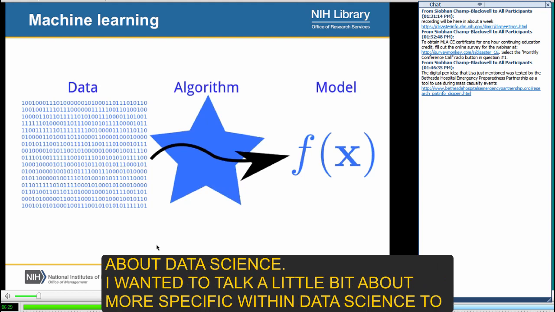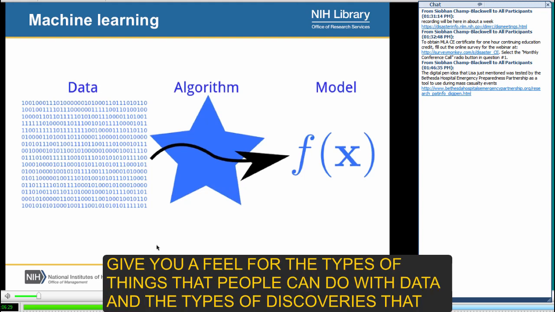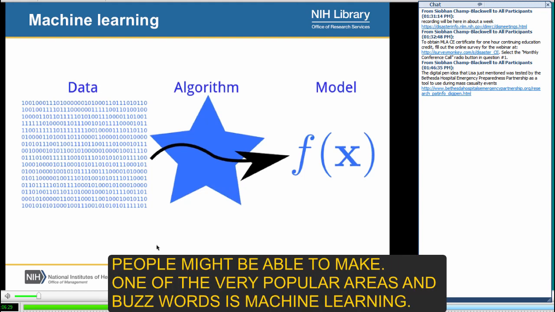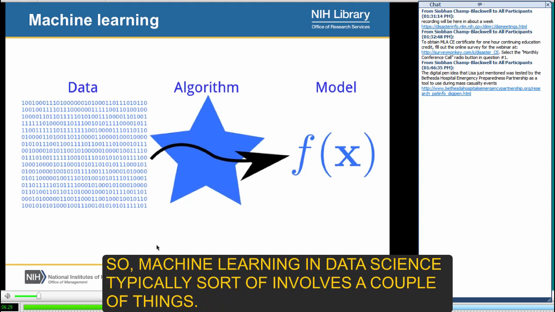I wanted to talk a little bit about some more specifics within data science to give you a feel for the types of things that people can do with data and the types of discoveries that people might be able to make. So one of the very large areas and very popular, another sort of buzzword that you've probably heard about, is machine learning. So machine learning in data science typically involves a couple things.